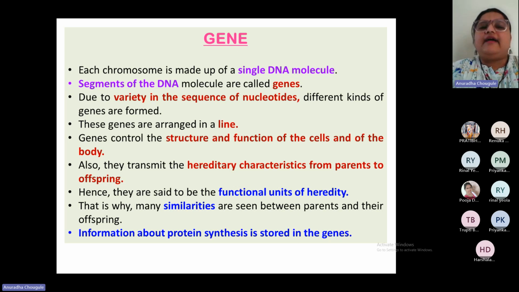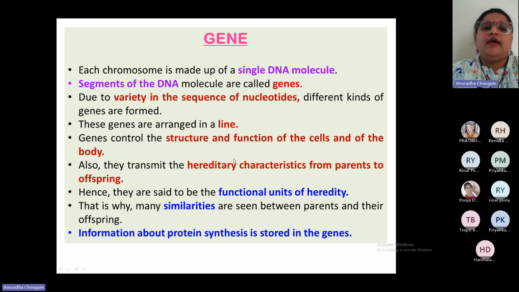I'm asking what are nucleotides? From which parts do nucleotides form? Can anyone tell? Nucleotide is formed by the union of nitrogen base, pentose sugar, and phosphate. Yes, very good. Nucleotides are nothing but the combination of phosphate, sugar and nitrogenous bases.